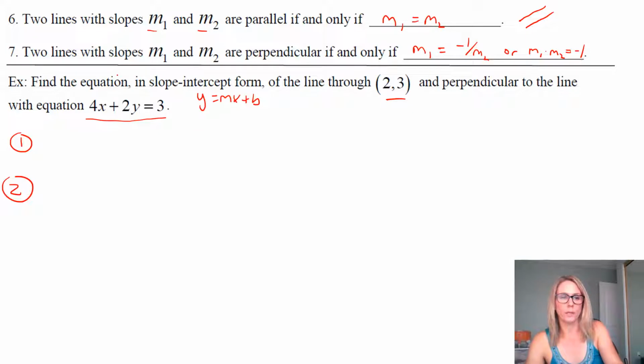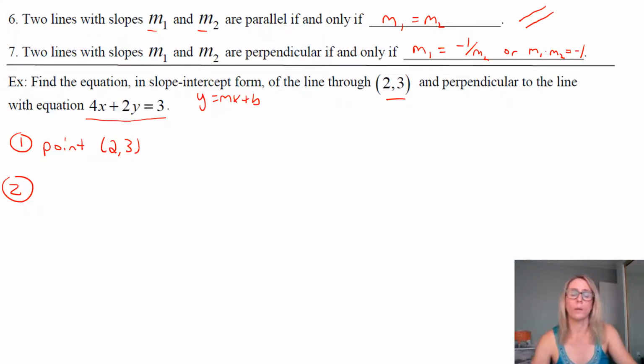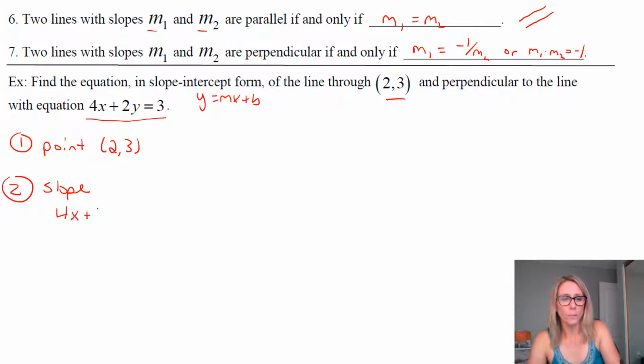And most students will look at this problem, hopefully, and say, hey, I see the point we need. There is a point on this line that we're trying to find, and it is staring me in the face, and it's (2, 3). We don't, however, have the slope staring us in the face. Doesn't mean we can't find it, it's just not staring us in the face. So the slope that we need is going to come from this line. But notice it's not in slope-intercept form.